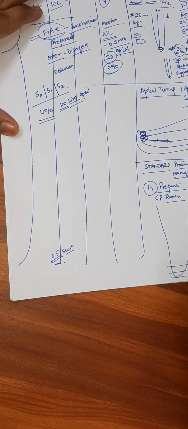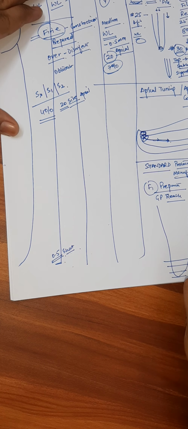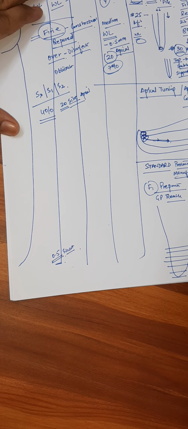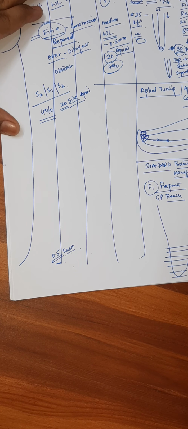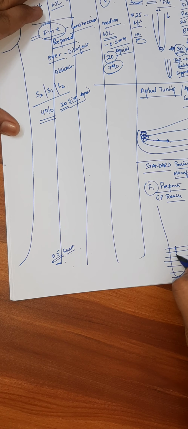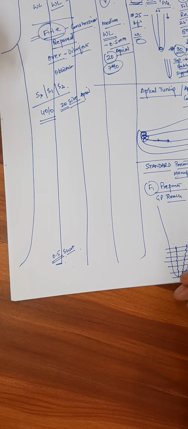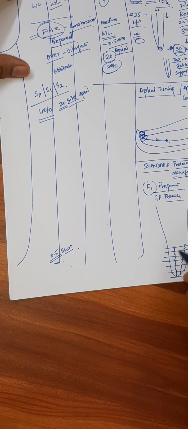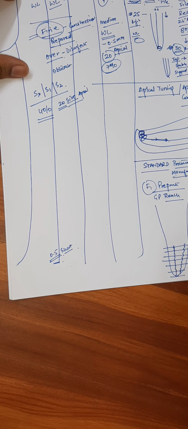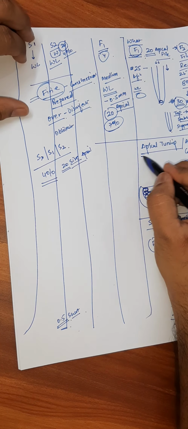Like my apex is 20, so I am using a 25 number file, then a 30 number file, 35 number file, 40 number file, 45 number file, and 50 number file. In sequence, we give a 360-degree turn to them and make sure that all the hindrances or the preparation difficulties, the dentine areas that were uneven, get cleaned up. So this is also known as apical tuning.